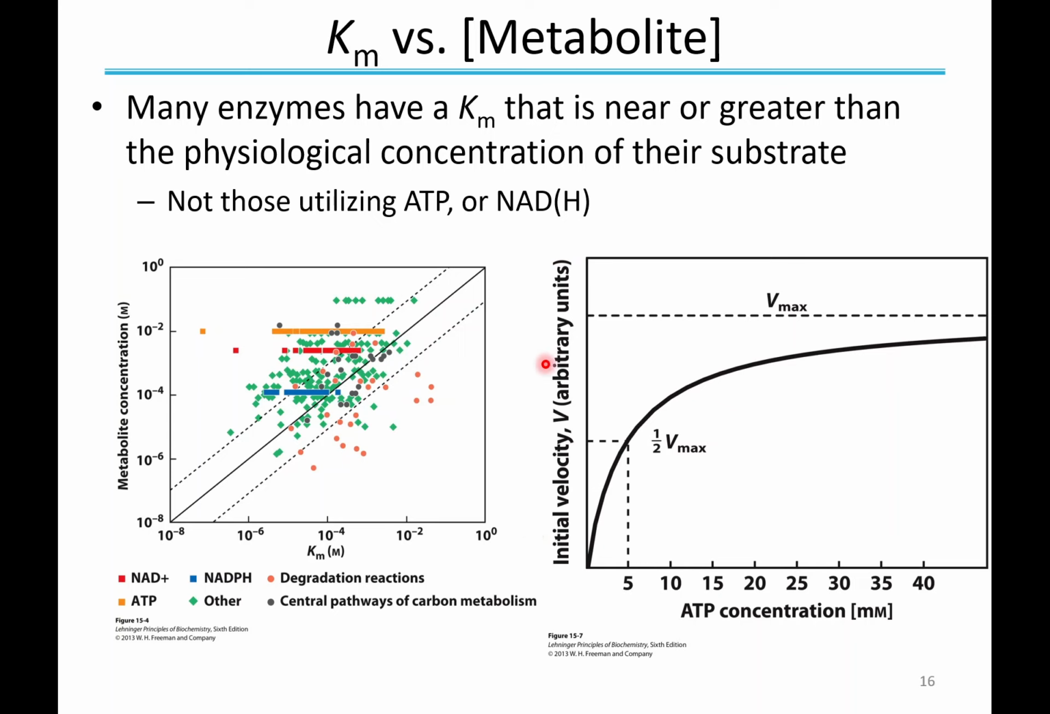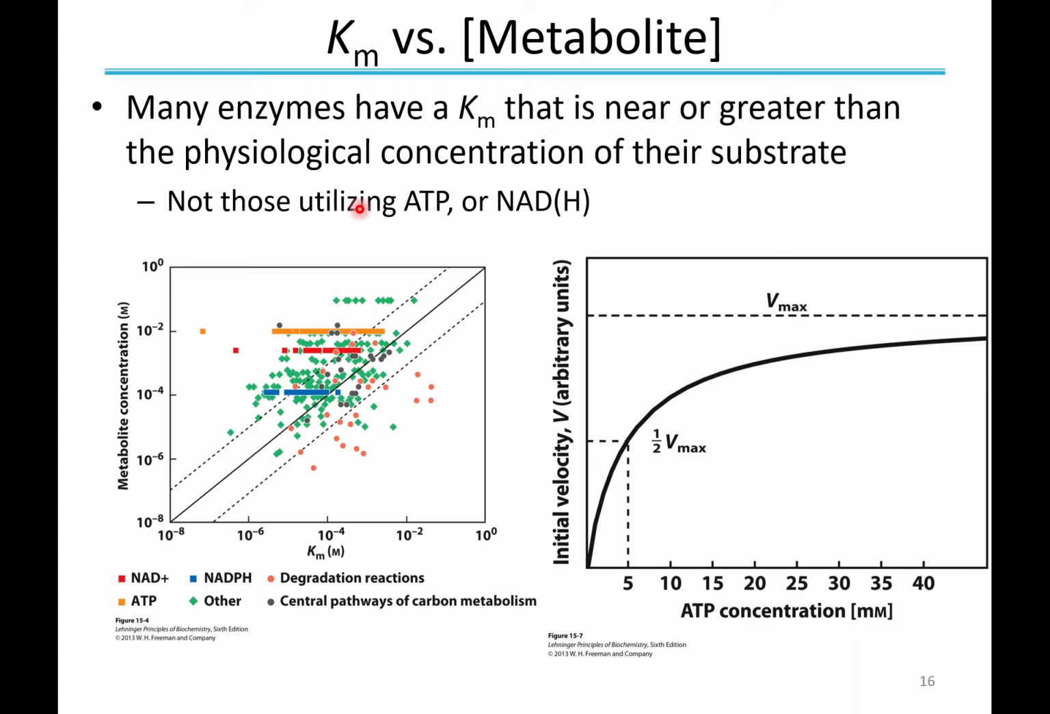And I guess one way you can rationalize that is that if the physiological concentration of your substrate is near your Km, you're going to be in a fairly dynamic range where the rate of your reaction will change depending on changes in that substrate's concentration.